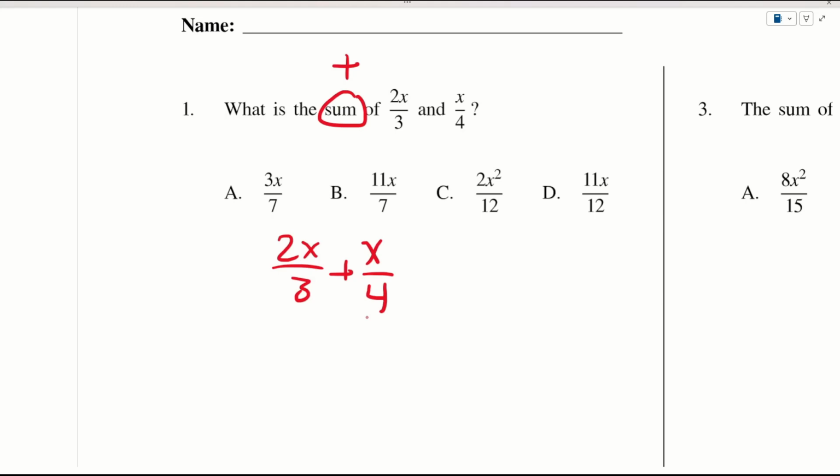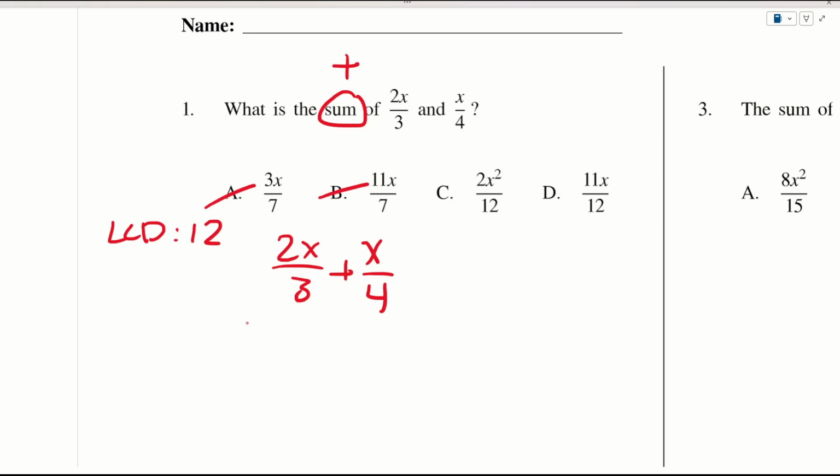So by looking at this, we know that our answer is not going to be A or B, because that is a common mistake for some people, that they get 3x over 7 for A because they combine them. But we need to get them to have a common denominator. So our least common denominator for 3 and 4, one easy way to do it is just multiply them. So that's how I do it. It's going to be 12.